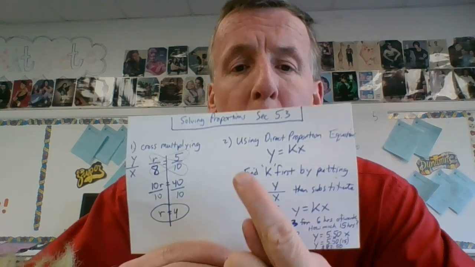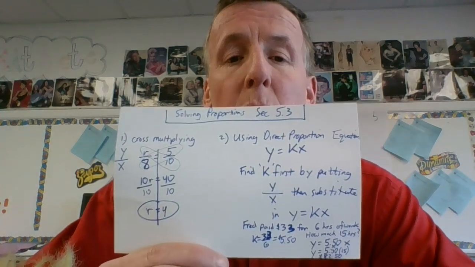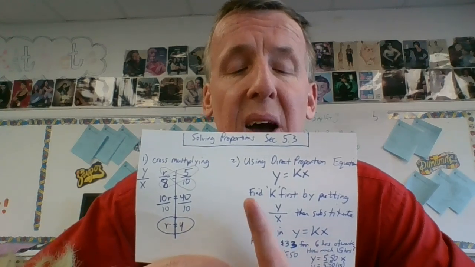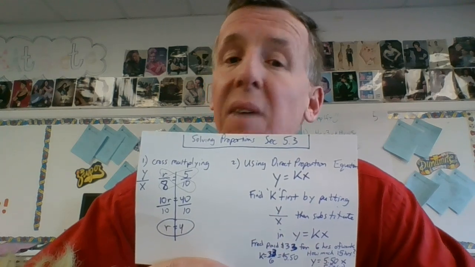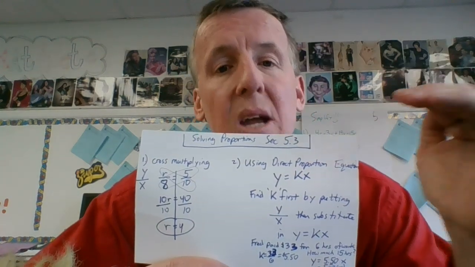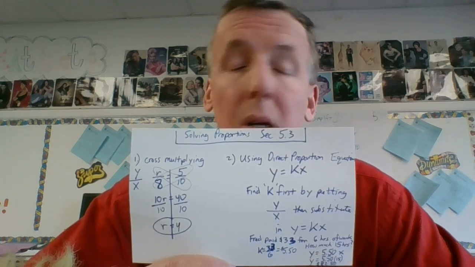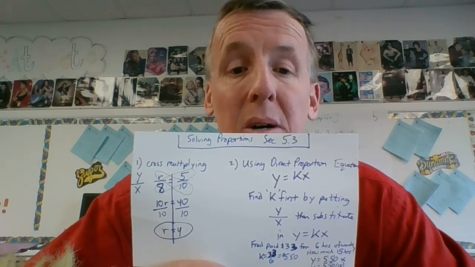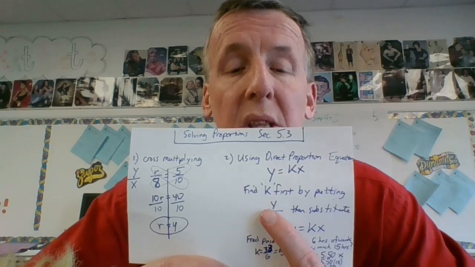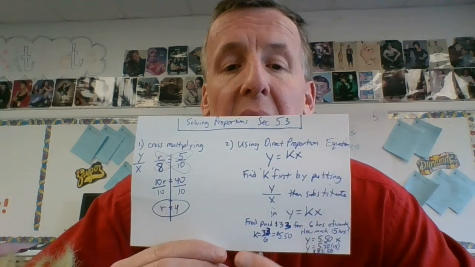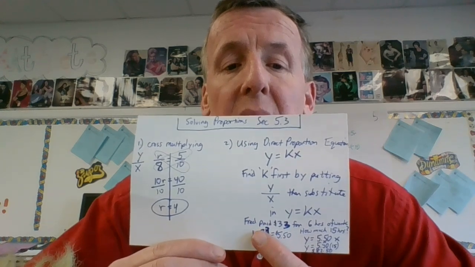The other way we could solve a proportion, different numbers this time, is by setting up and using the direct proportion equation. Y equals kx. And first, you always have to find what k is. Okay, and how do we find k? We put y over x and divide them. Sometimes it'll be a decimal, sometimes it'll be a whole number. Okay, depends.